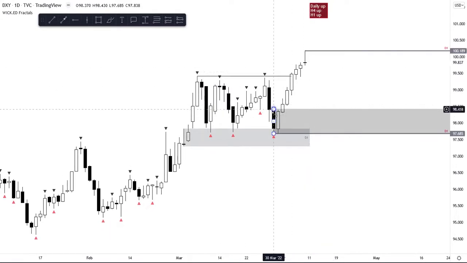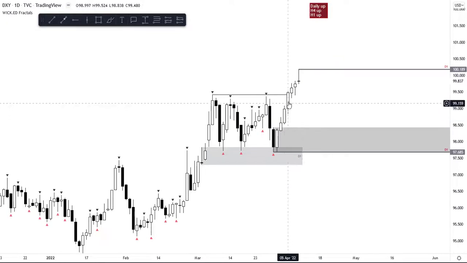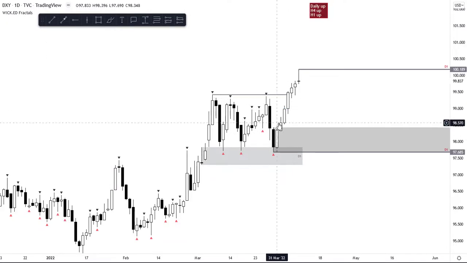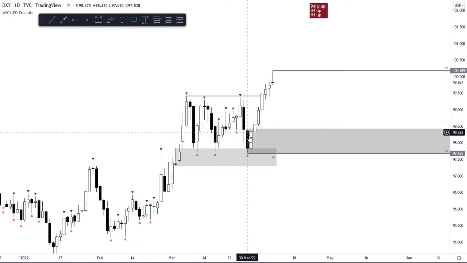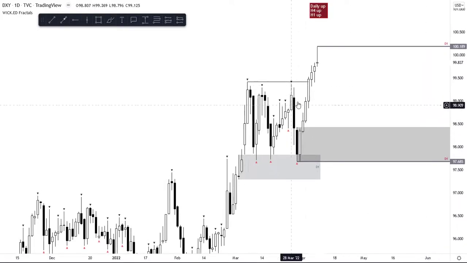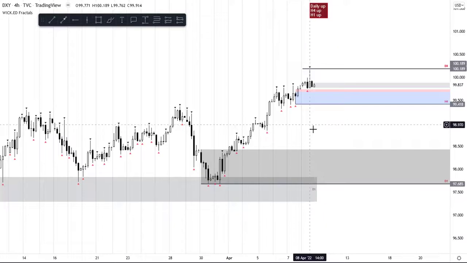Then I mark up my daily zones, like this daily order block, and I'm going to mark my daily fair value gaps as well, but there are multiple of them, so I don't like to mark all of them. I just keep the daily order block here, and I'm just going to observe there when price comes there. Then I do the same thing for the 4 hour and 1 hour chart as well. Then I go to the 4 hour chart.